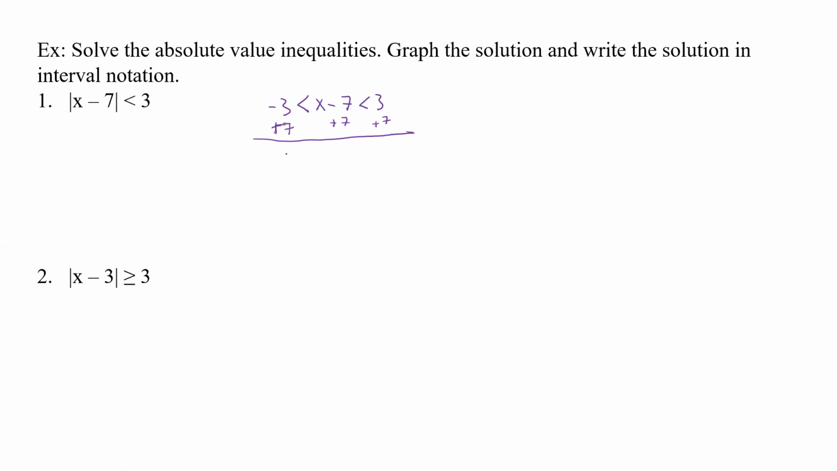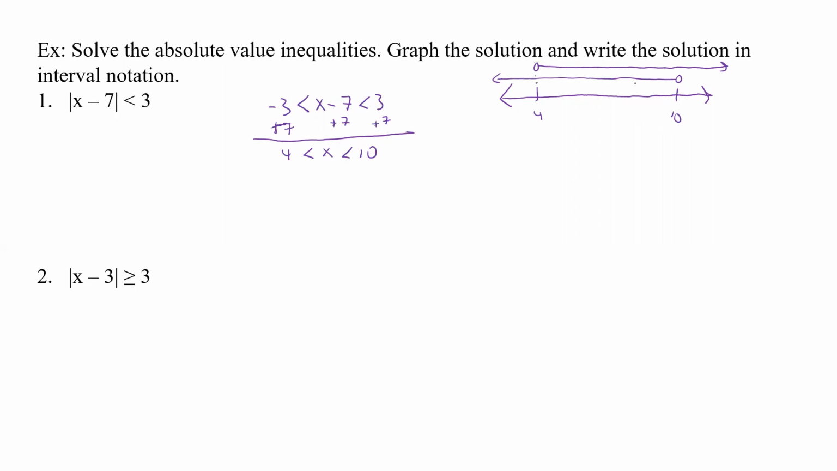So 7 minus 3 is 4, and that's less than x, and that's less than 10. And so now, remember, with tripartite, we have to have an intersection. So here's a 4, here's a 10. So x is greater than 4, so it's an open circle. But x is less than 10, that's another open circle.